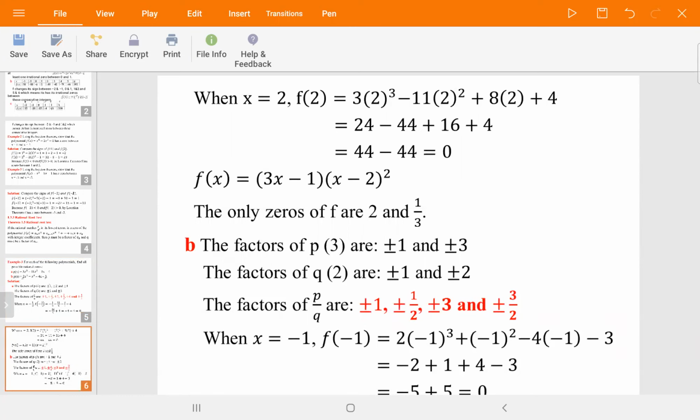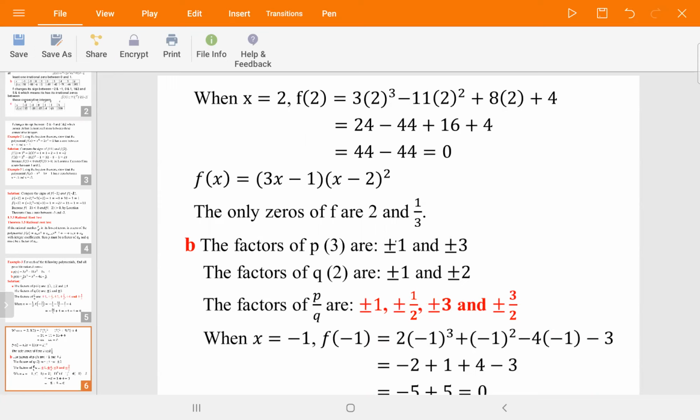Now the factors of p over q. Make the factors of p numerator and the factors of q denominator, and place the plus or minus sign before these factors. So 1 over 1 is 1, so plus or minus 1. 1 over 2, plus or minus 1 over 2. Then we list the factors of p over q whose numerator is 3. So 3 over 1 is 3, plus or minus 3. 3 over 2, plus or minus 3 over 2.